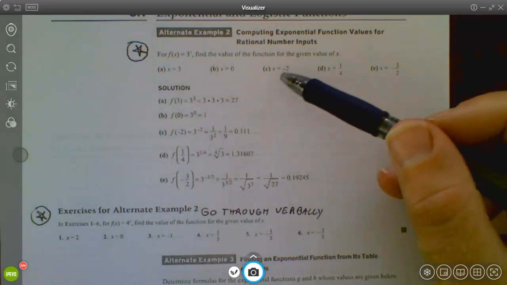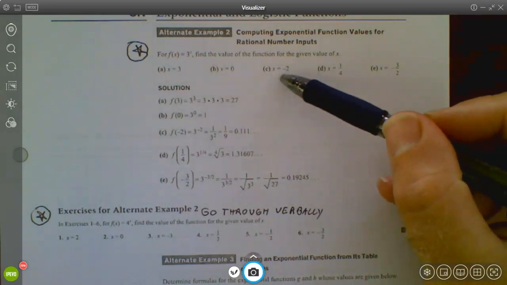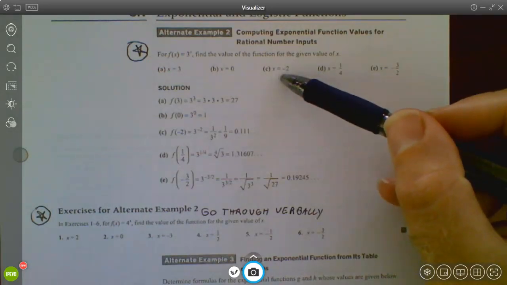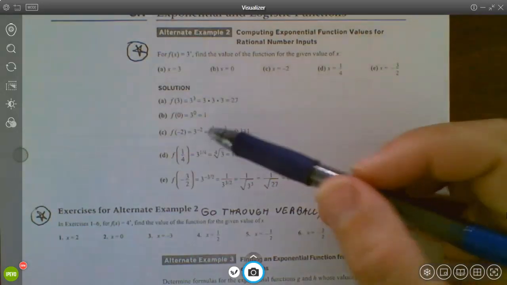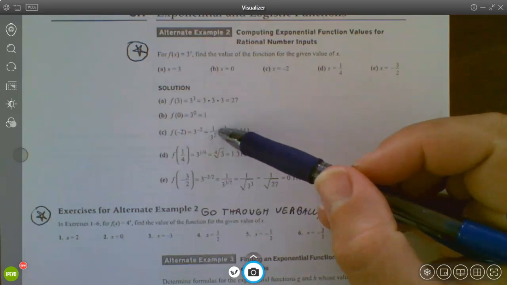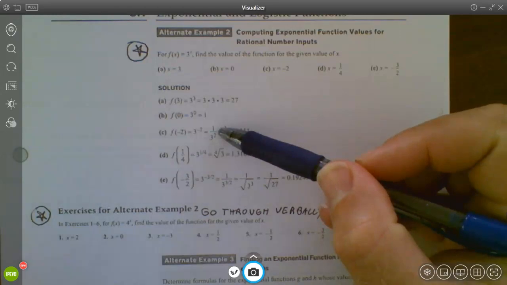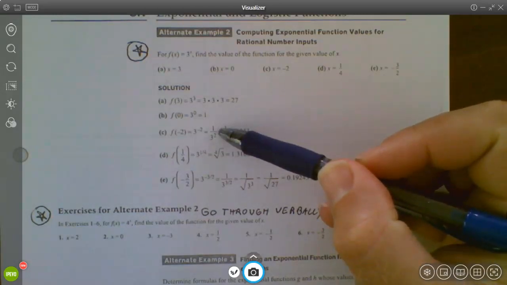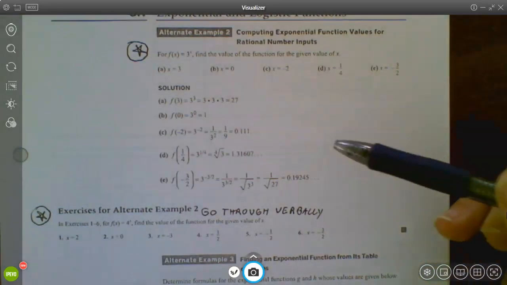Negative exponents cause you to flip your base, so we do a reciprocal. If I have 3 to the negative second power, it flips, becomes 1 over 3 to the positive second power. Anytime you flip your fraction, you are changing the sign of your exponent. And then we would simplify from there and call it 1/9.